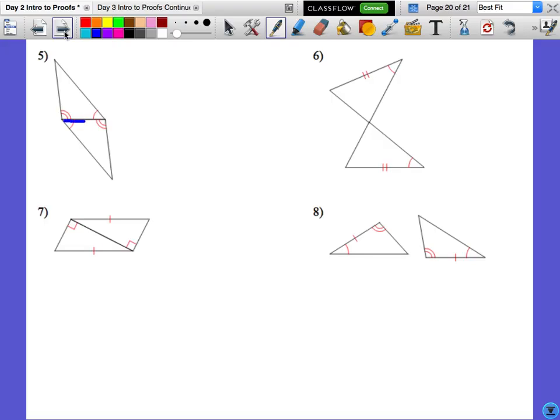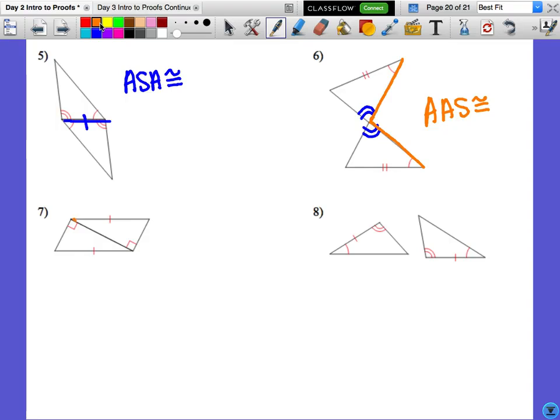Again, we have that shared side here, that reflexive property, so we're going to add a marking here. We have two pairs of angles and the side in between, so angle, side, angle congruence. Number 6, we can add our vertical angles here. So we have two pairs of angles and not the side in between the two. So if you look, the side between the two angles is not marked here. So this is two angles and a separate side, not the side in between.